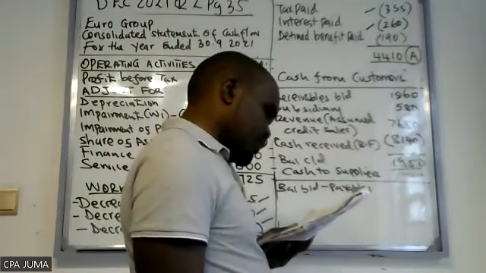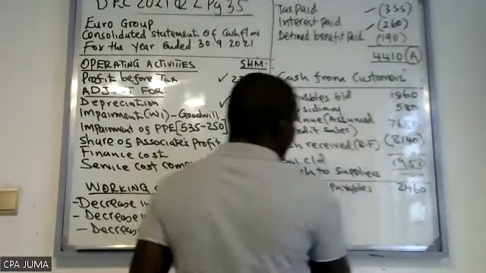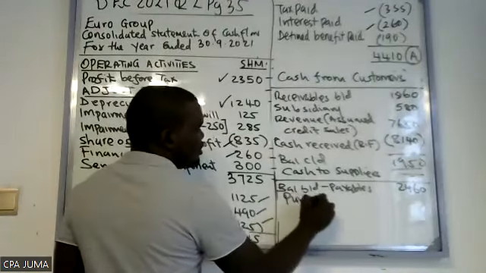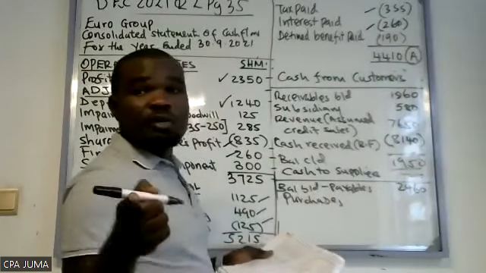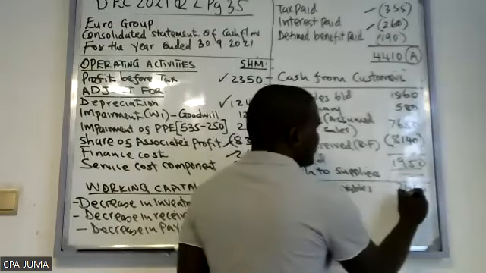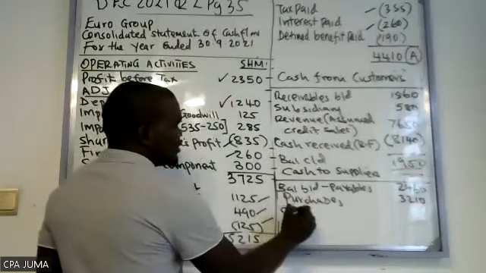Payables. Where are you? 2460. You add purchases. I assume all of them are on credit. 3210, the one which we have just gotten. Balancing figure is the cash paid.